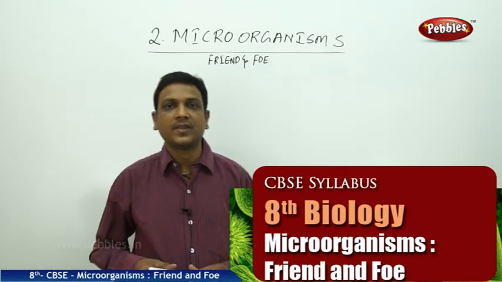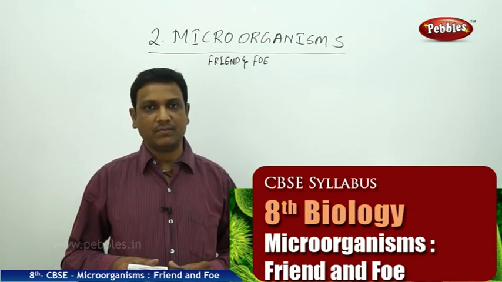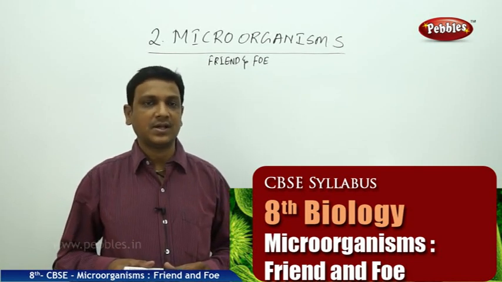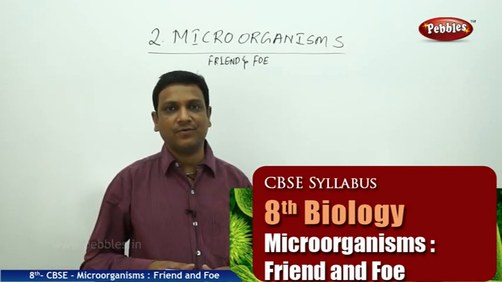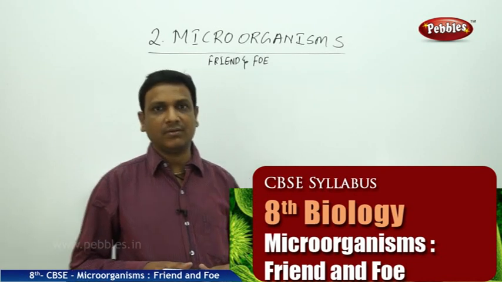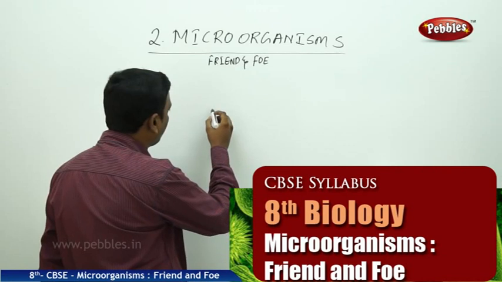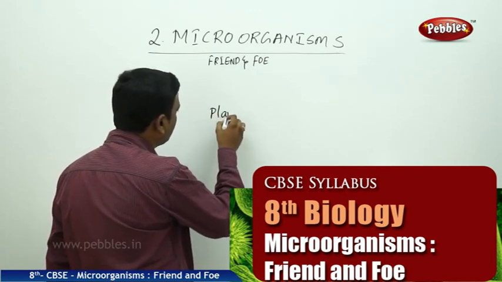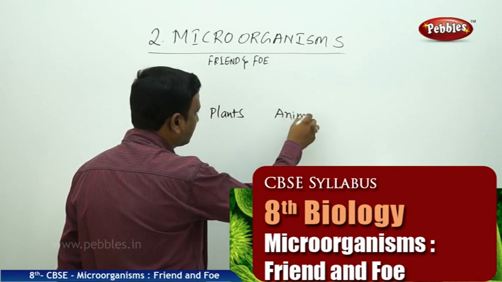Good morning, children. Today, we are discussing the second chapter in our biology part, that is, microorganisms, friend and foe. So we have studied about organisms, living organisms, and we learned that living organisms are basically of two kinds. They are plants and animals.